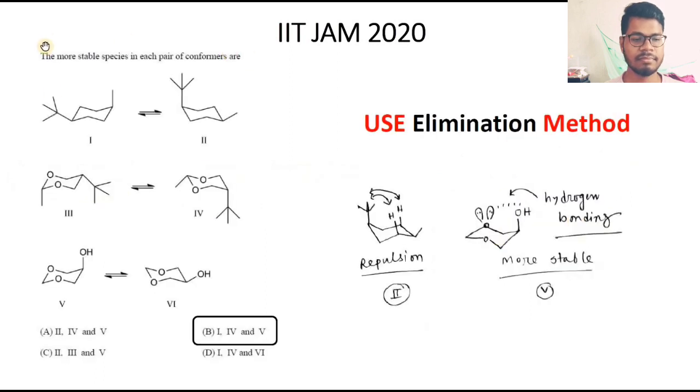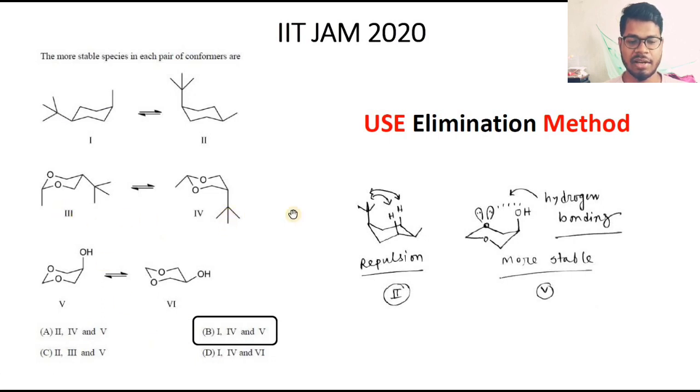Okay, the most stable species in each pair of conformers. First, between 1 and 2, in 2 the bulky group is in the axial position, so 1,3-diaxial interaction will be present, so it is less stable. That is, 1 is more stable, right? So you just find the options which have 1, so options B and D. So you can eliminate A and C in the initial stage. Then you just have to find the correct option between B and D.